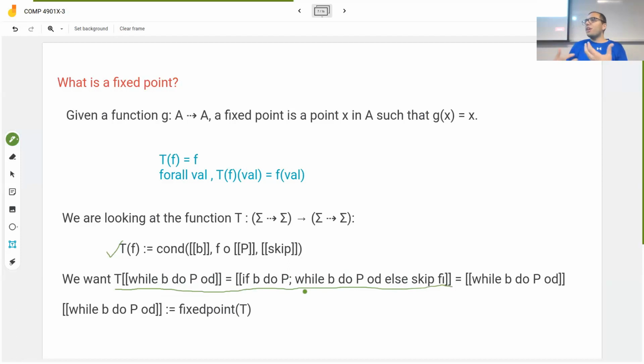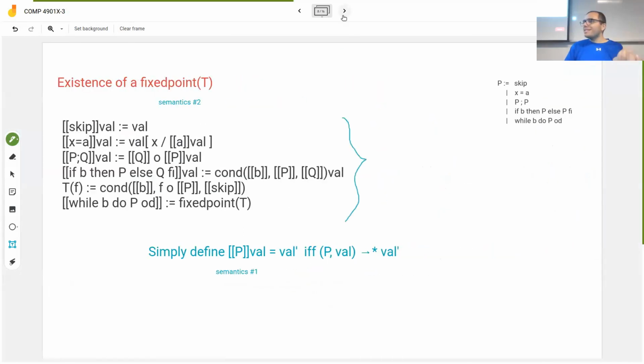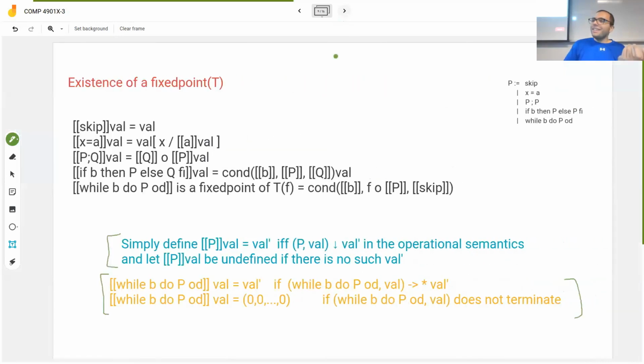So the case where the while terminated is the same as before. The case where while doesn't terminate, instead of undefined, I'm putting 0. And it's remaining a fixed point. And that's because this program does not terminate if and only if this one does not terminate. Right? So again, we have a problem with termination. Termination is a very nasty thing in general.